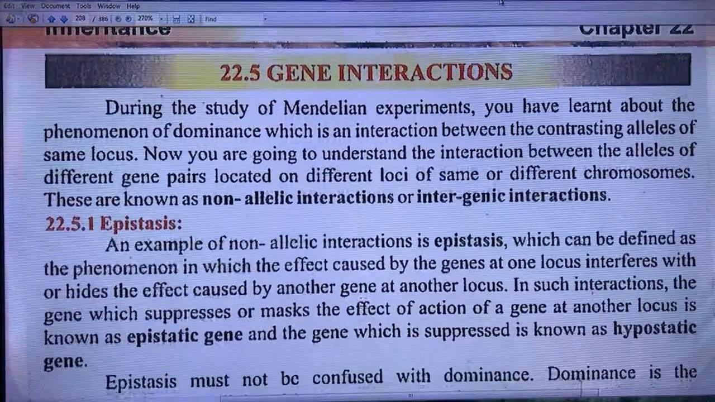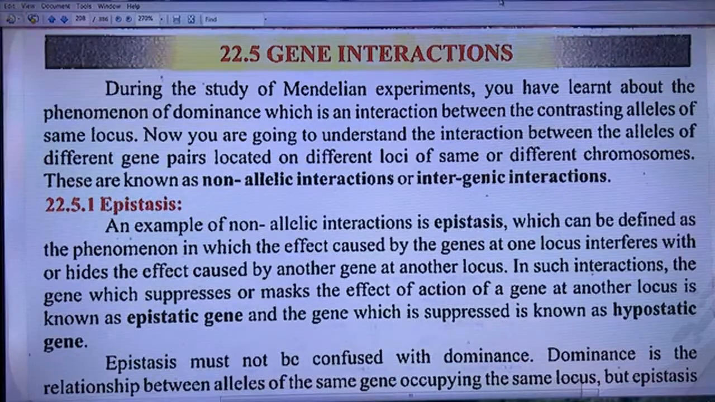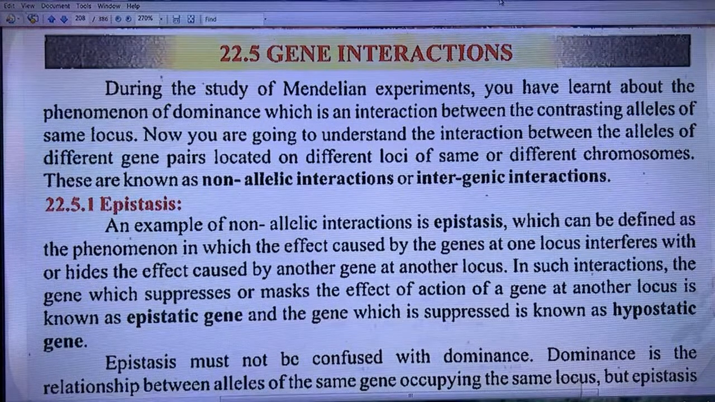Gene interactions. During the study of Mendelian experiments, you have learned about the phenomenon of dominance, which is an interaction between the contrasting alleles of the same locus. Now you are going to understand the interaction between the alleles of different gene pairs located on different loci of the same or different chromosomes. These are known as non-allelic interactions or intergenic interactions.